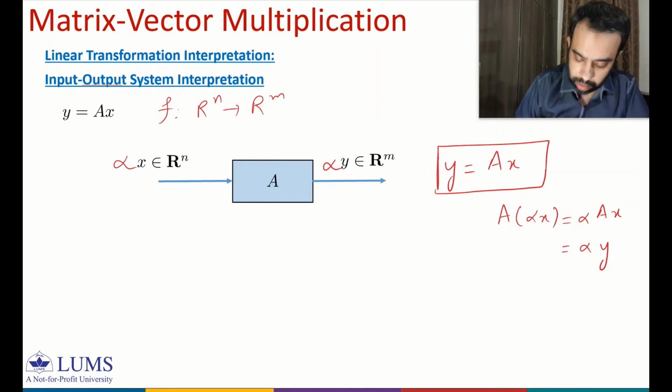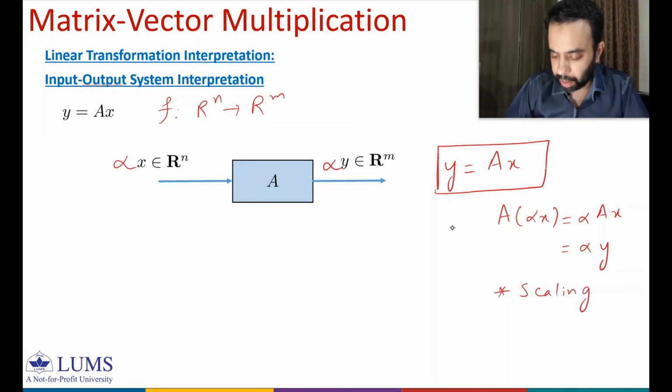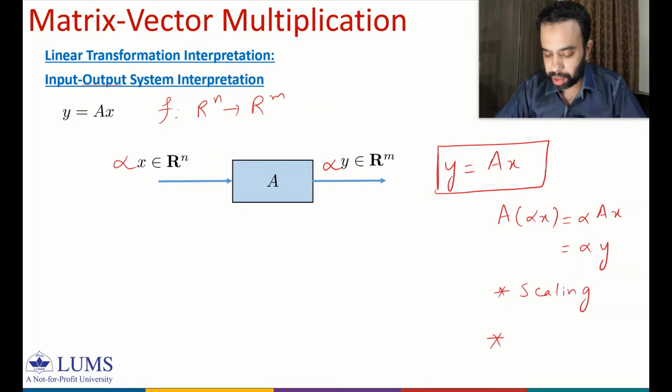Okay, so scaling is okay. We say the system satisfies scaling property. The second property which we should check for linearity is additivity, or we also call it superposition.